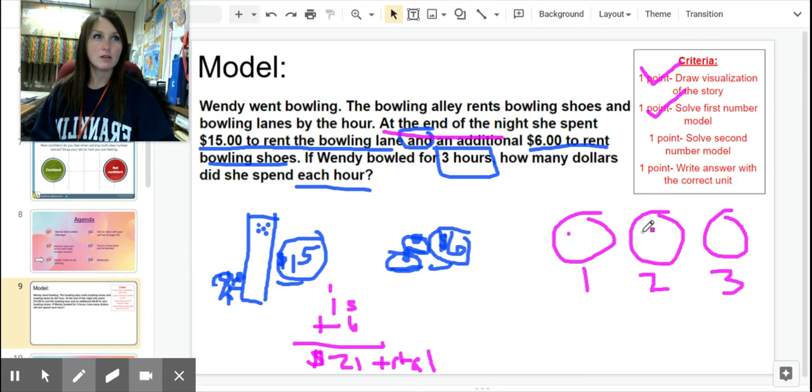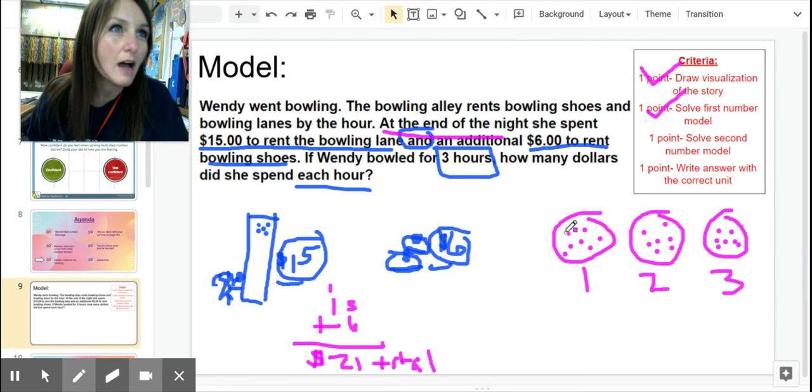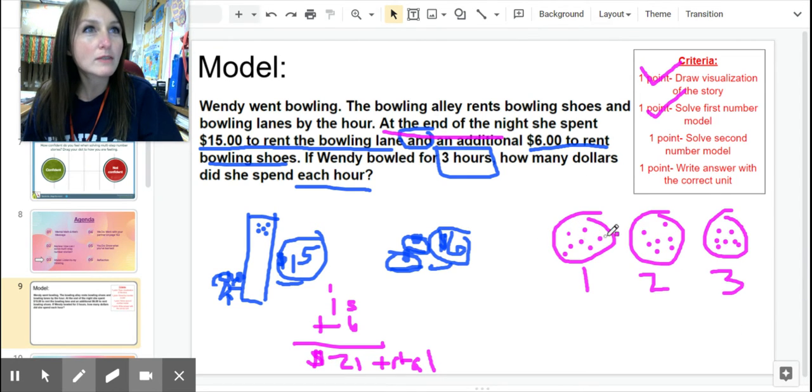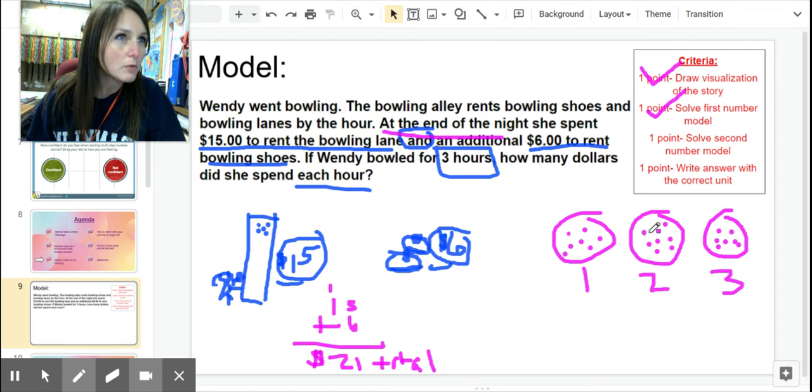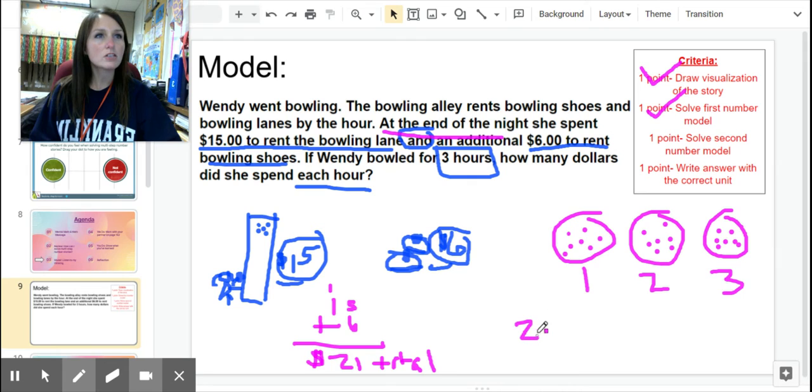So I'm going to count 1, 2, 3, 4, 5, 6, 7, 8, 9, 10, 11, 12, 13, 14, 15, 16, 17, 18, 19, 20. Oh, perfect, 21. All right, so let's count. How many do I have? 1, 2, 3, 4, 5, 6, 7. Do I have the same here? 1, 2, 3, 4, 5, 6, 7. 1, 2, 3, 4, 5, 6, 7. Yep. So this looks like I just divided 21 divided by 3 because I had 3 hours.